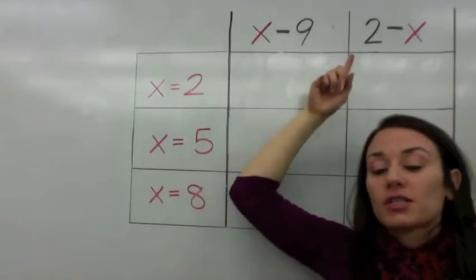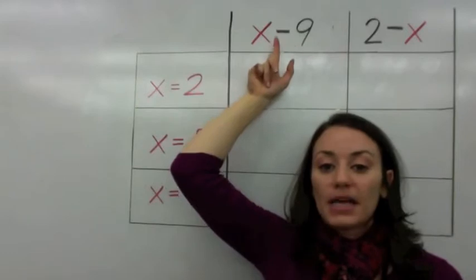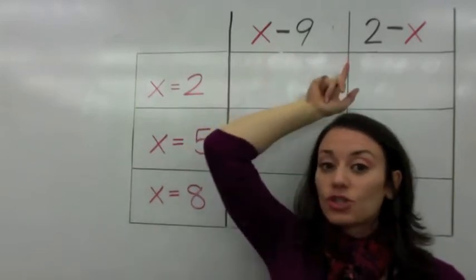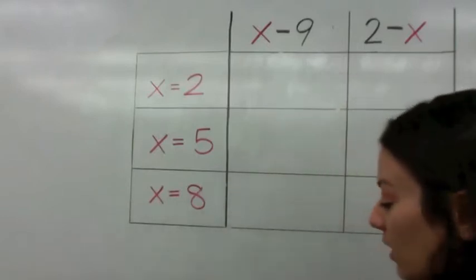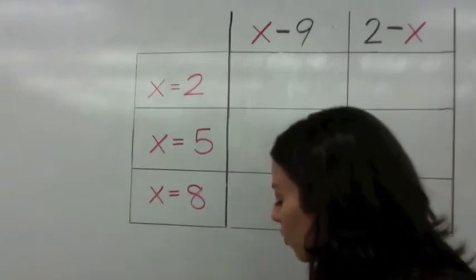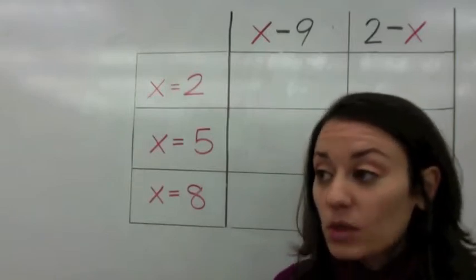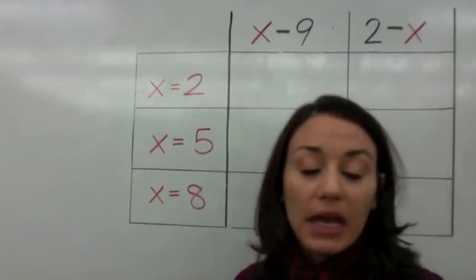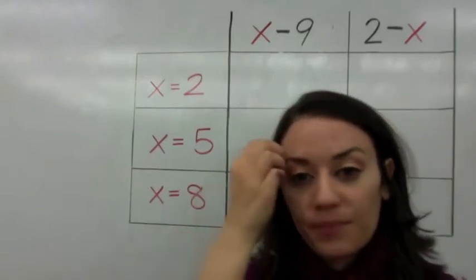Where are the expressions? They're at the top. The two expressions we're going to evaluate are x minus 9 and 2 minus x. We're going to focus on subtraction, and what's going to happen is we're going to end up with some negative numbers, okay? Because when we're doing algebra, we're always going to be working with integers, okay?